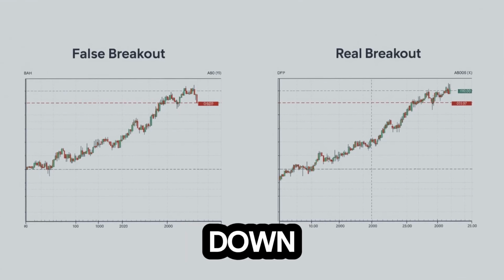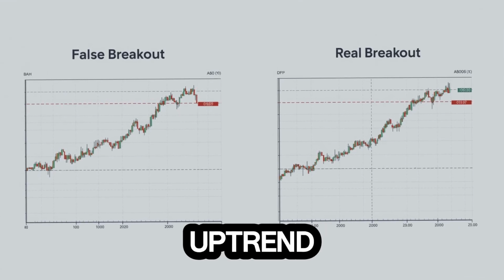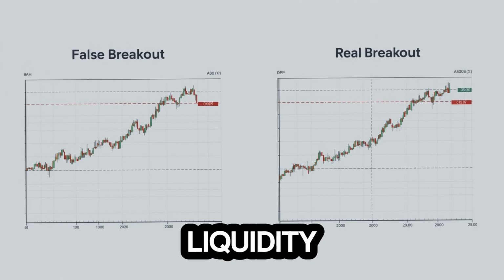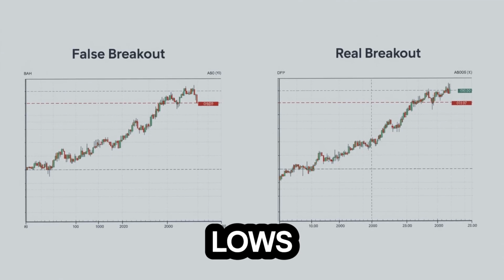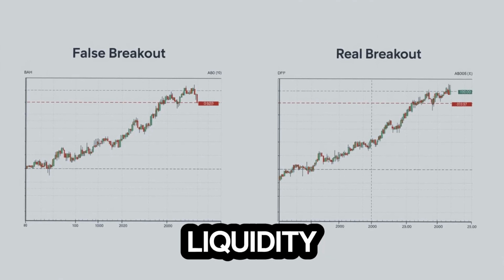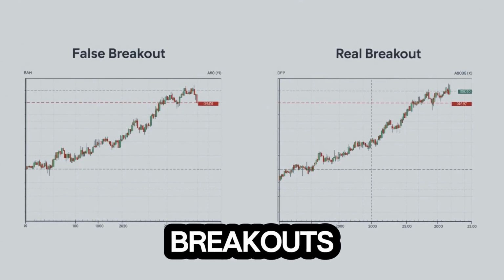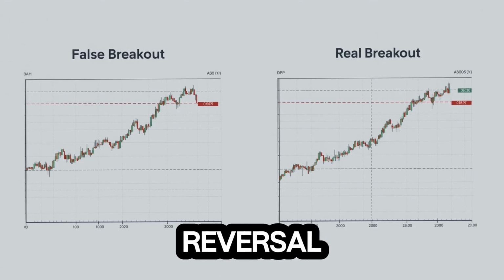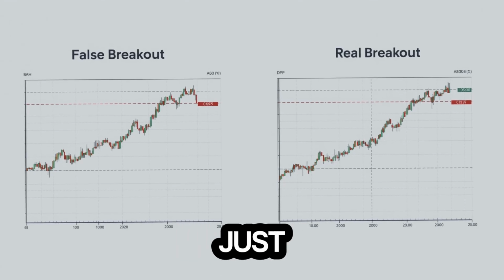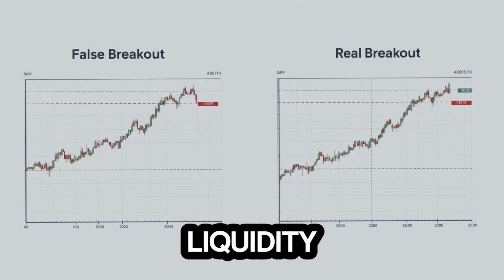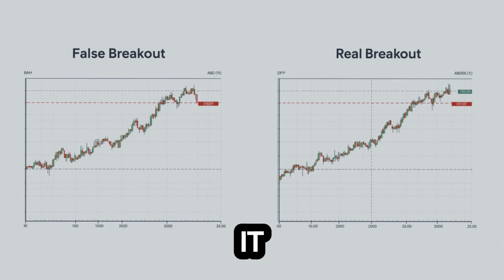Let's break it down. Structure and liquidity behavior. Uptrend, higher highs: liquidity builds below higher lows. Downtrend, lower lows: liquidity builds above lower highs. Ranges: liquidity builds both above and below breakouts. Fake breakouts target liquidity before reversal. Smart traders don't just trade structure. They watch how liquidity is interacting with it.